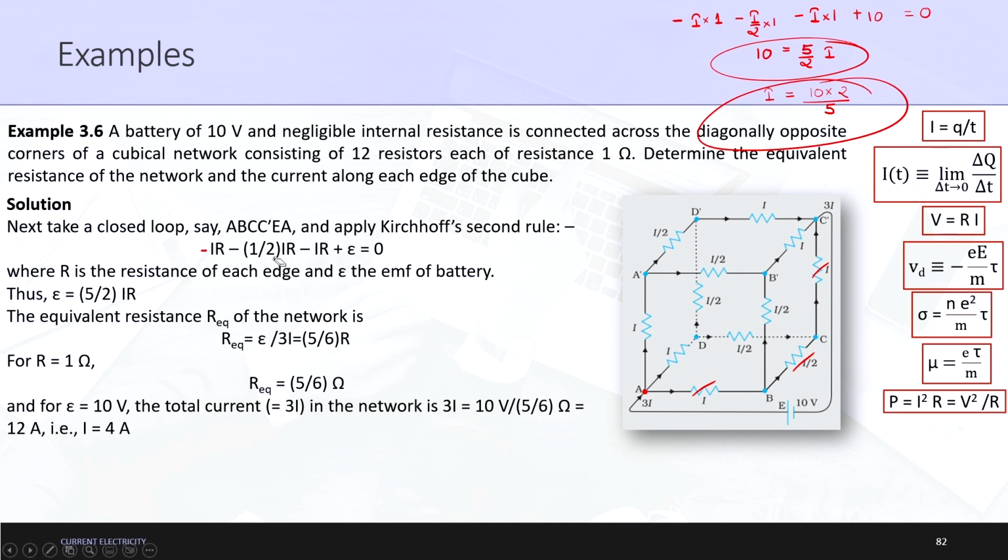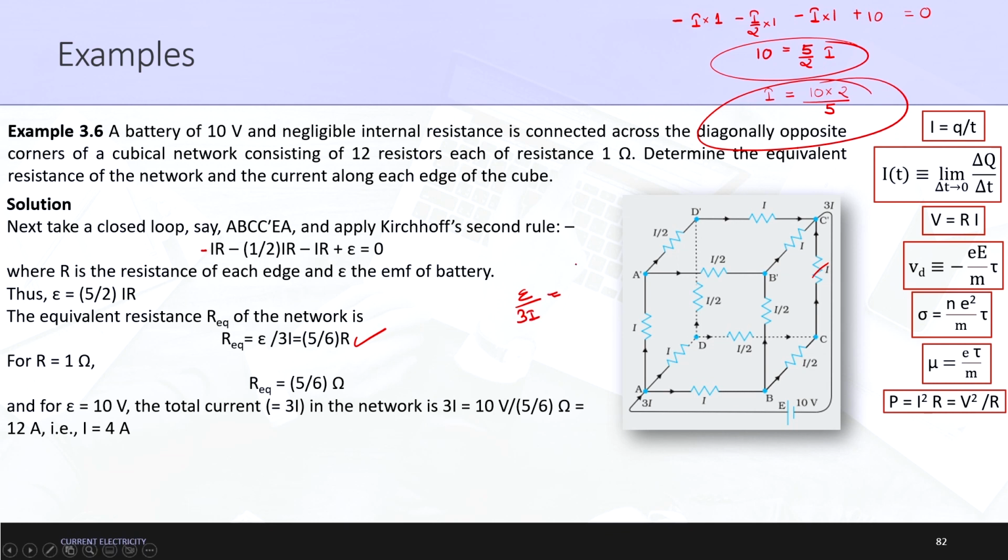Now, the second concept here is the equivalent resistance R equivalent of the network. What is it? The total equivalent resistance R equivalent is epsilon upon 3I. Why 3I? Let us suppose we assume that the current flowing in these three directions was I. Applying the junction rule here, the total current flowing inside should be equal to the total current flowing outside, hence the total current flowing inside should be equal to 3I. Therefore, the complete equivalent resistance can be calculated as epsilon divided by the total current, hence it will be epsilon upon 3I.